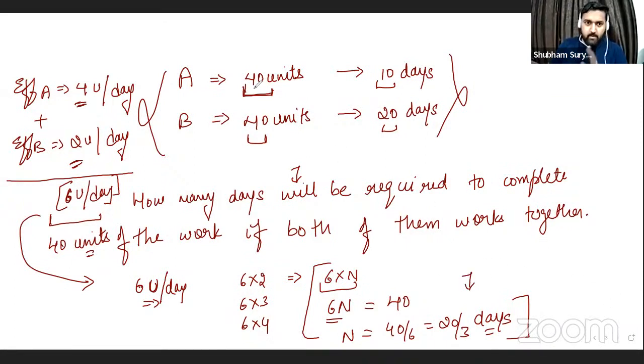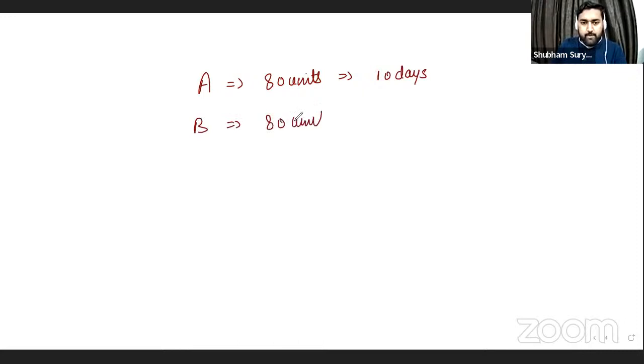Now we'll try to modify this question itself, guys. In this question, person A was doing 40 units of work, person B was doing 40 units of work, days were 10 and 20. Now the next question is similar to this one. Same person A is doing 80 units of work now, and the time required is exactly 10 days, as in the previous one. Person B is also doing the same 80 units of work, and requires exactly 20 days, as in the previous one.